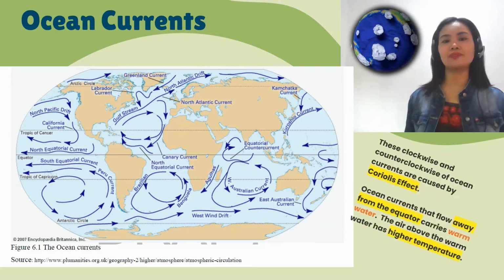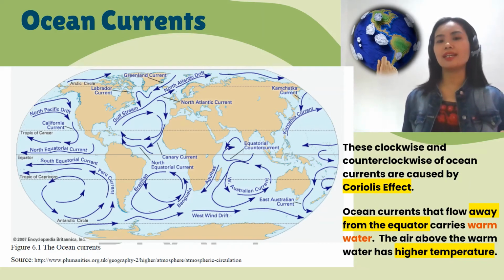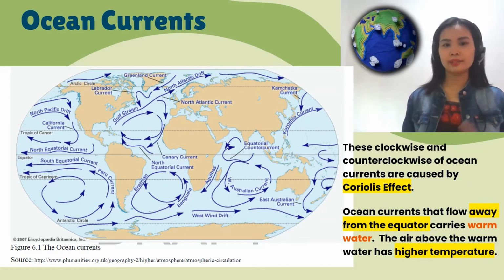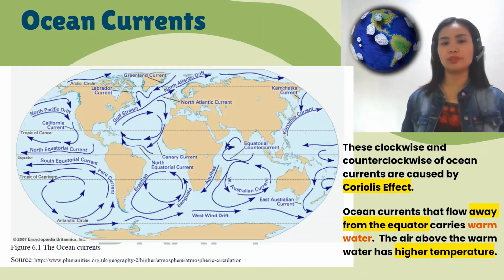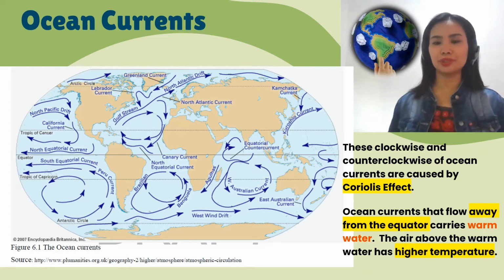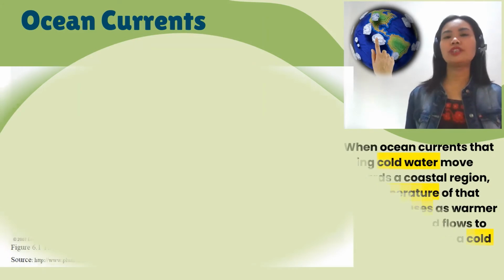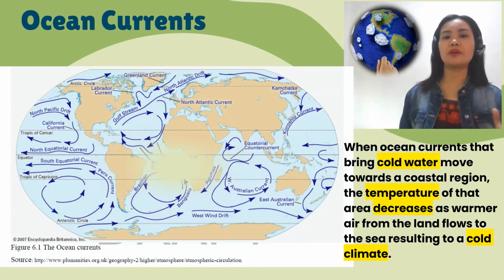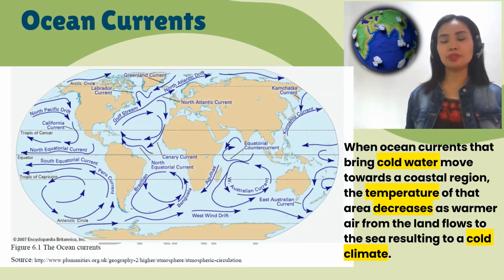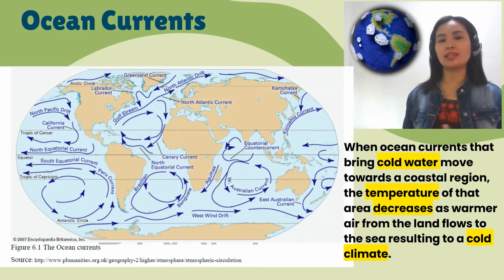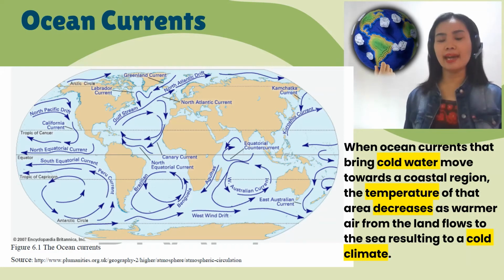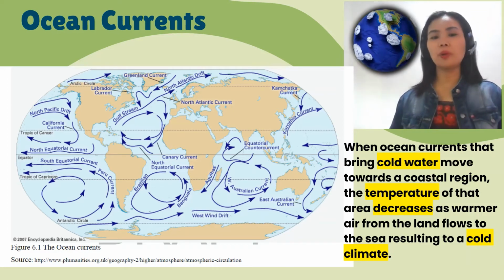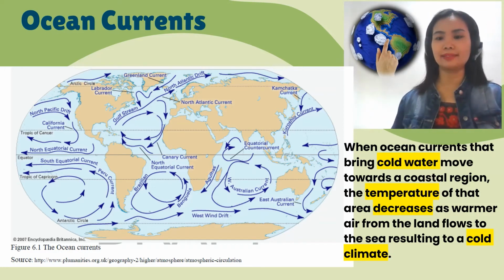Ocean currents that flow away from the equator carry warm water. The air above the warm water has higher temperature. When ocean currents that bring cold water move towards a coastal region, the temperature of that area decreases as the warmer air from the land flows to the sea, resulting to a cold climate.